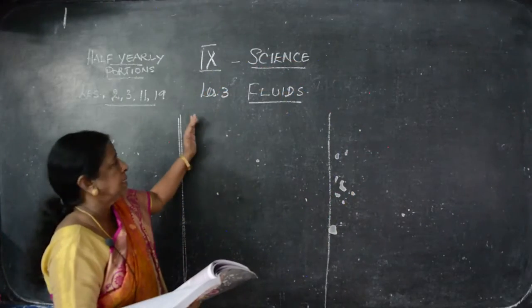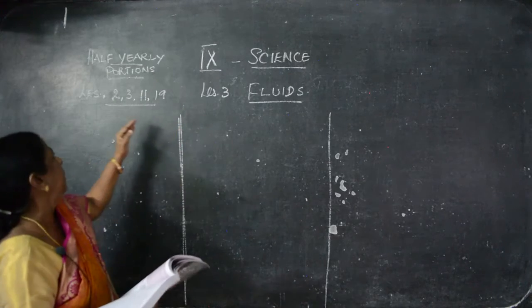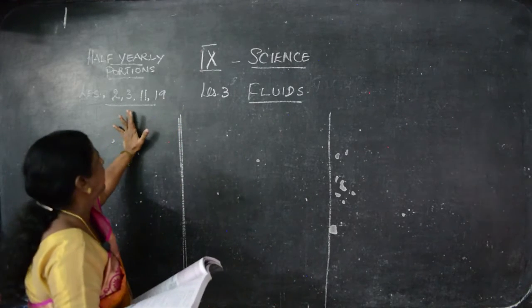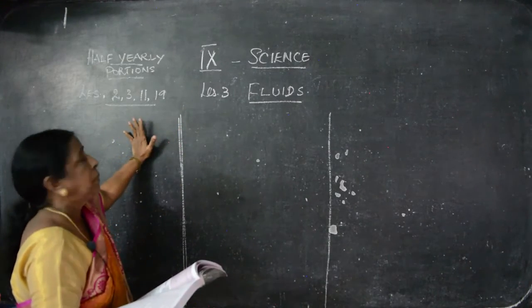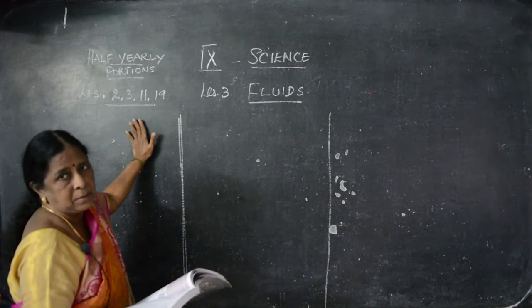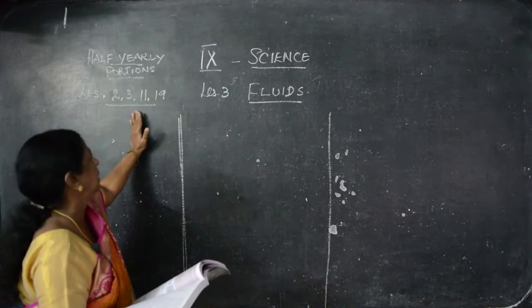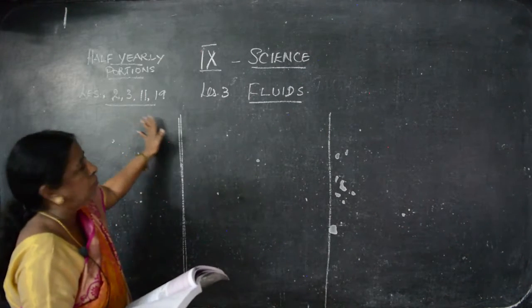Already this is 9th standard science only. Already I said what the portions are for the half-yearly exam. The lessons are 2, 3, 11, 19. In the previous classes I gave the answers for the second lesson, because there are no voice lessons for you. So now we have to go for the third lesson. What's the third lesson? Fluids.